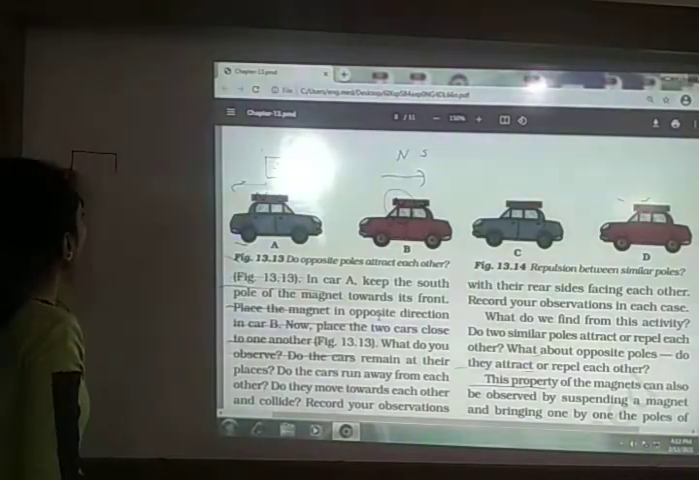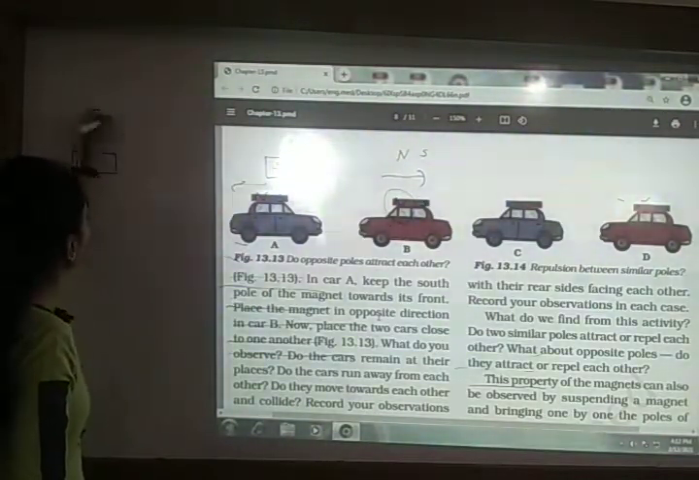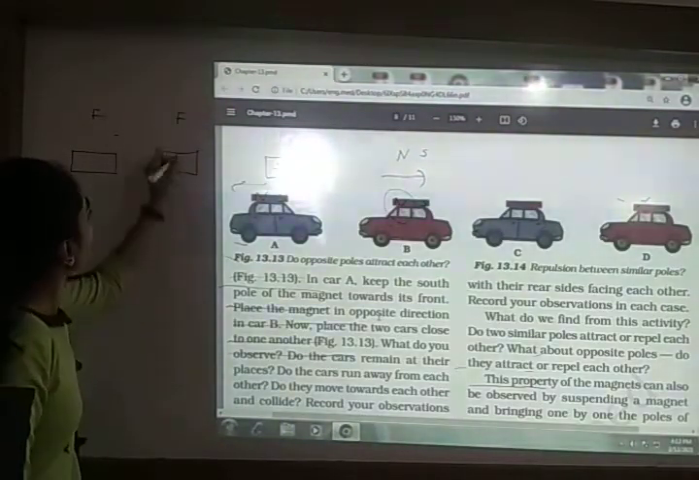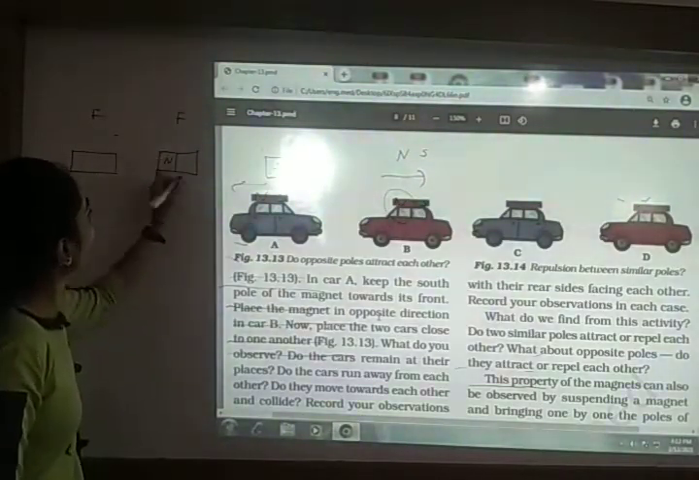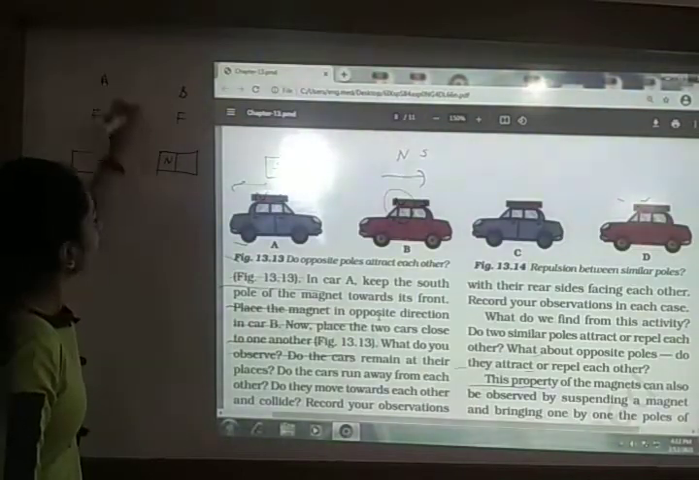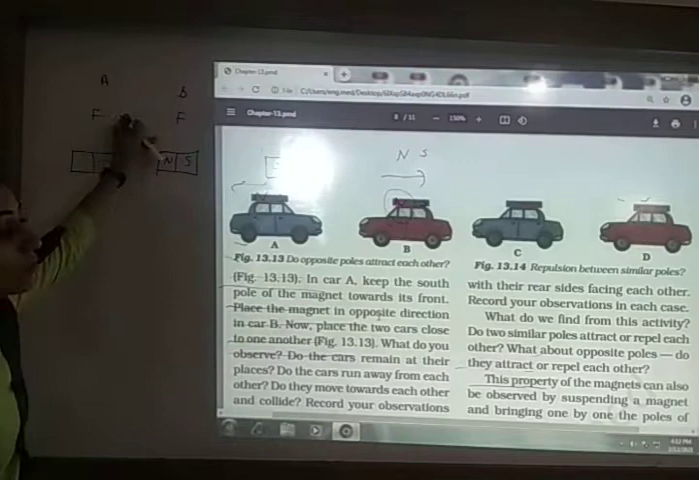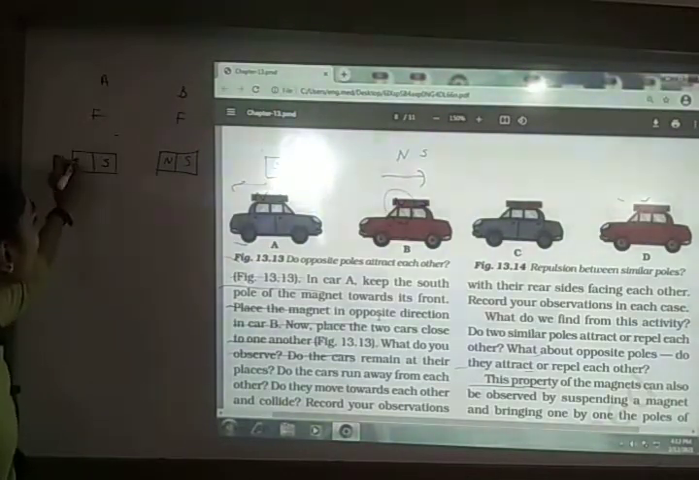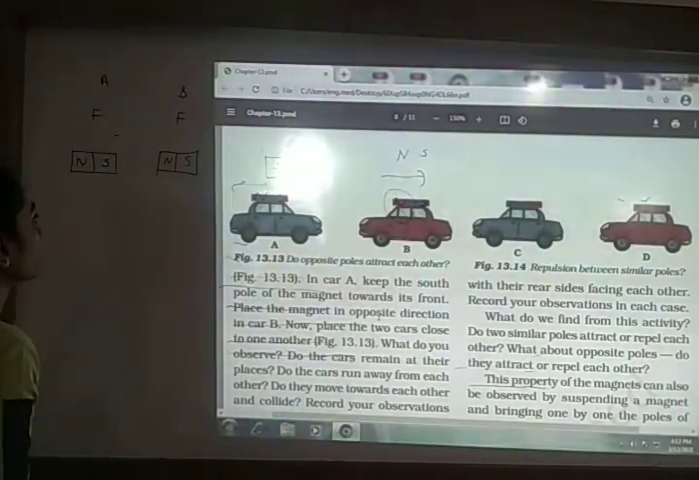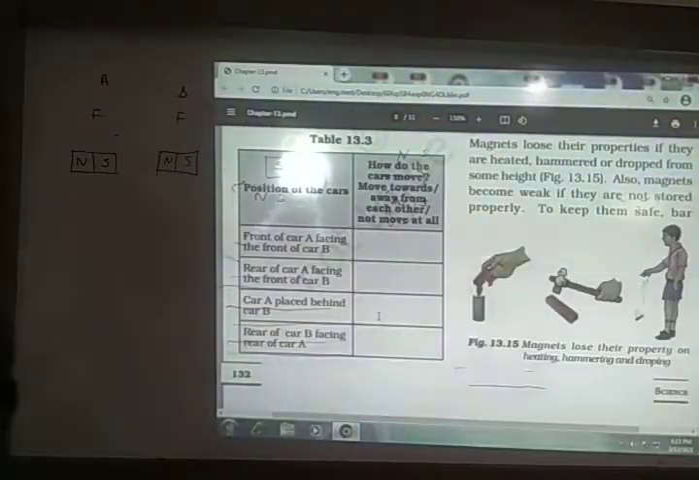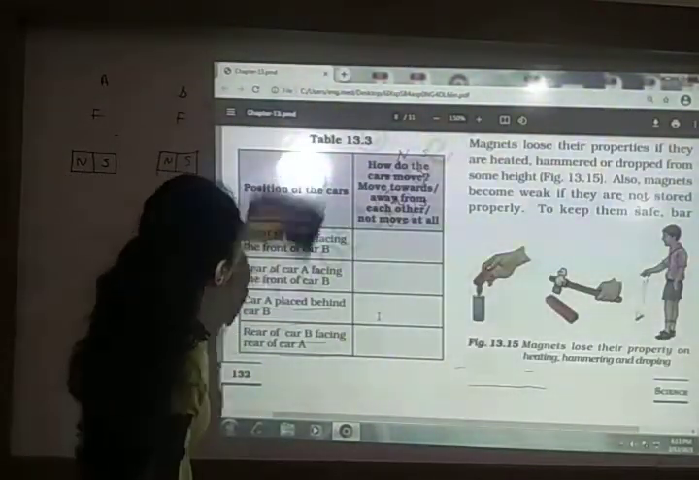Let me see car A. This one is the front side of car A and this one is the front side of car B. On the front side of car B, the north pole is here and the south pole is here, and on the front side of car A, the south pole is here and the north pole is here. So now let me see the observation table, in which direction these cars are moving.